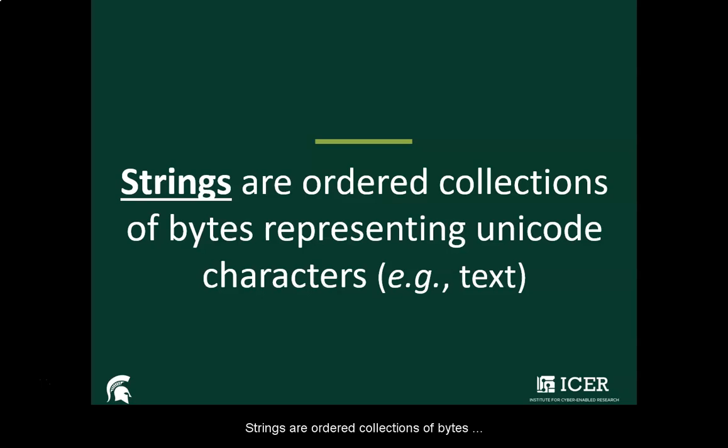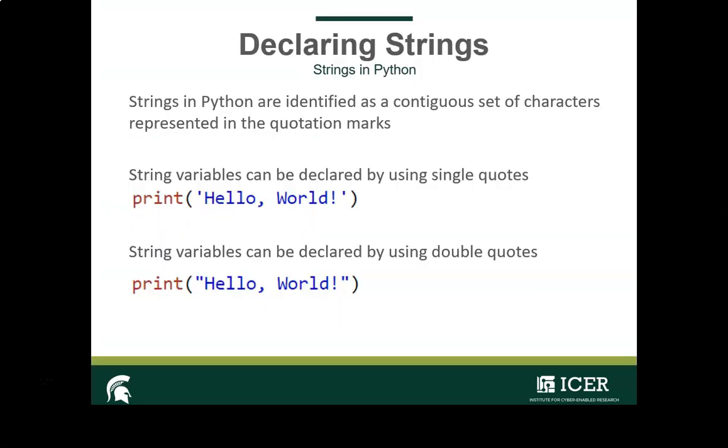Strings are ordered collections of bytes representing Unicode characters. You can think of strings as text, though Unicode characters can be any alphanumeric character or an underscore. Strings in Python are identified as continuous sets of characters that are represented within quotation marks.